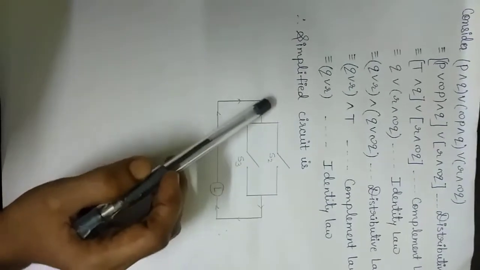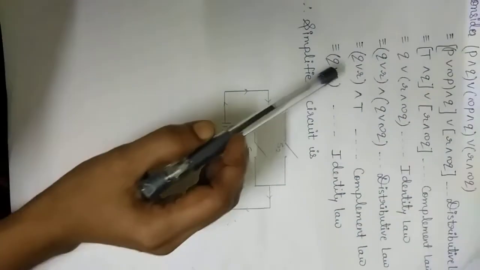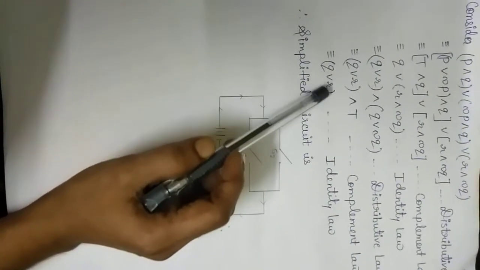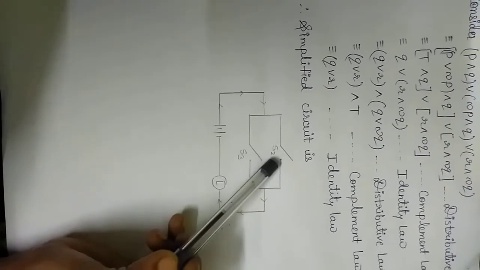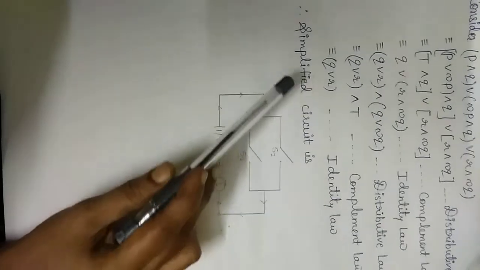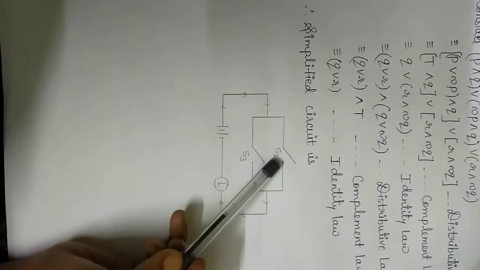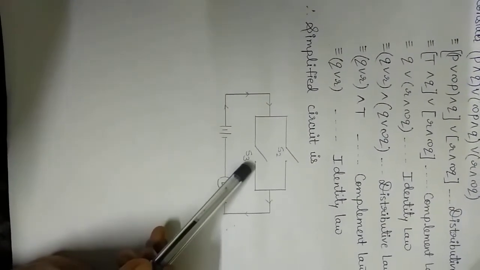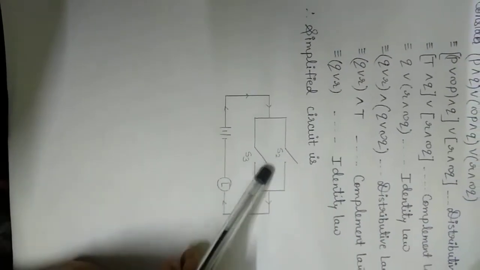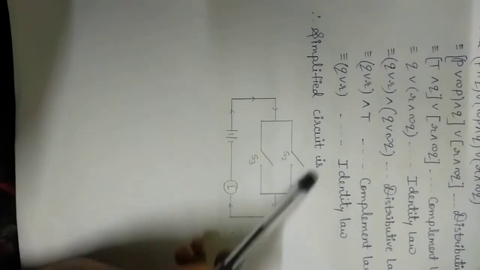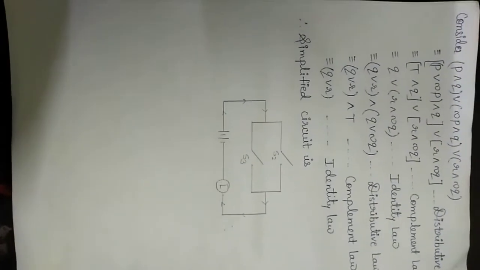Now we will draw the simplified circuit. As here we are getting only two switches, so here we will draw two switches, that is S2 and S3, because we are getting Q and R, so S2 S3. And since here we have OR, that means they are connected in parallel. So this is our simplified circuit.